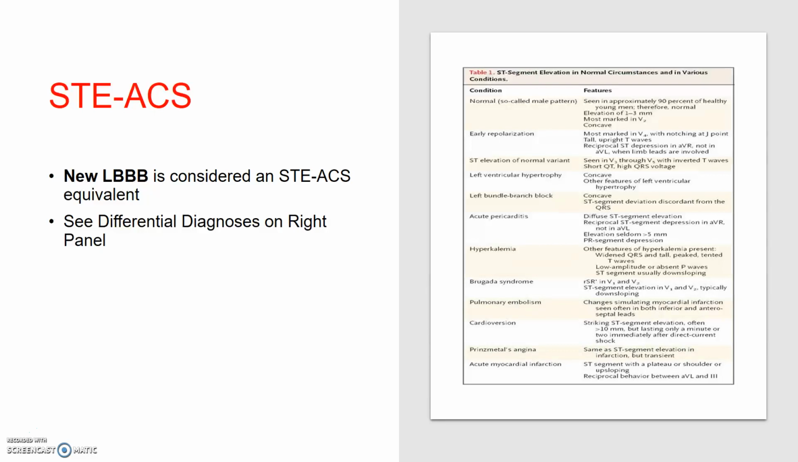Also note, for an ST segment elevation MI, this can be a confusing clinical presentation, and it is important to know that a new left bundle branch block is considered an ST elevation MI equivalent. There are some clinical situations that mimic an ST elevation MI, and these include early repolarization, normal variant, left ventricular hypertrophy, left bundle branch block, acute pericarditis, hypokalemia, Brugada syndrome, pulmonary embolism, cardioversion, Prinzmetal's angina, and acute myocardial infarction.